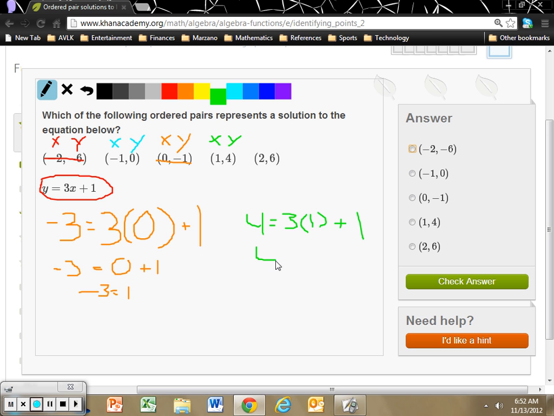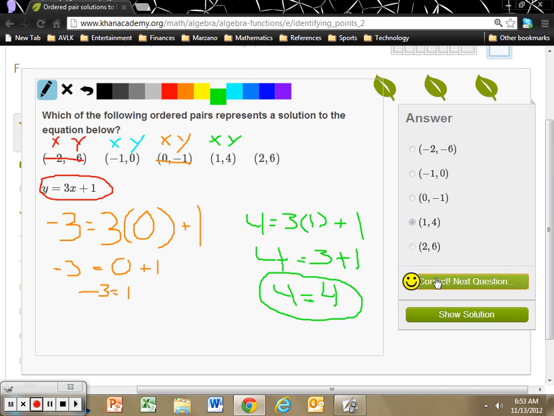Alright, we have 4 is equal to 3 times 1 is 3. 3 plus 1 is 4. Hey, 4 equals 4. That's what I want. I want both sides of the equation to equal the same thing. So I go ahead and check, because this only has one right answer, not like some of the problems where we have multiple right answers. So I'll hit check answer, and I got smiley faces, it means I'm right.